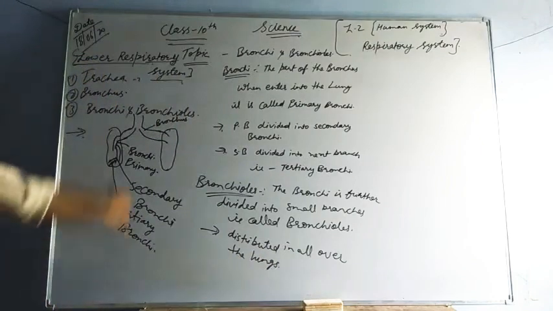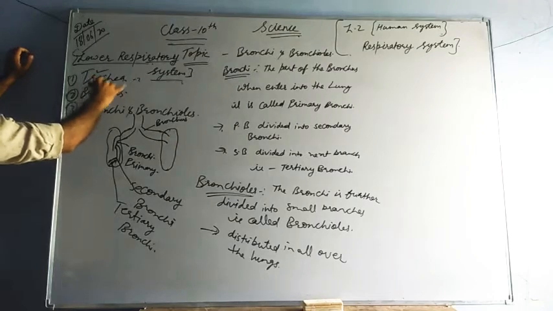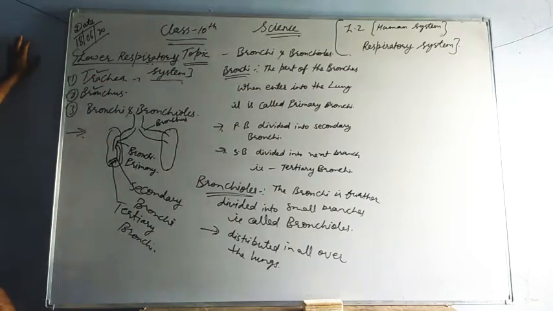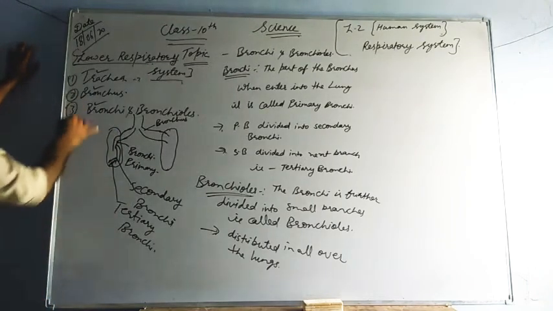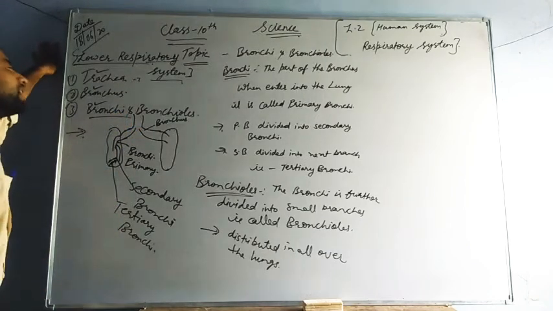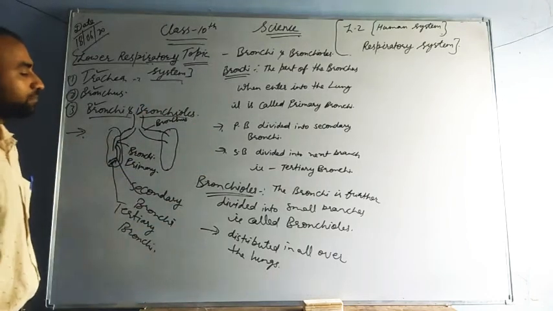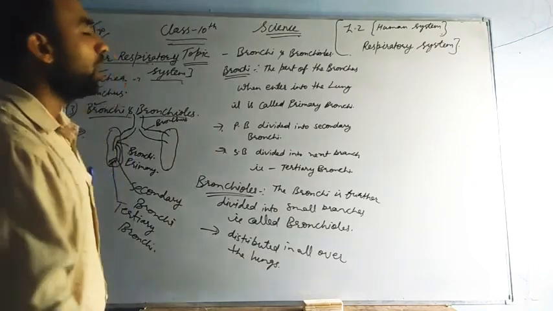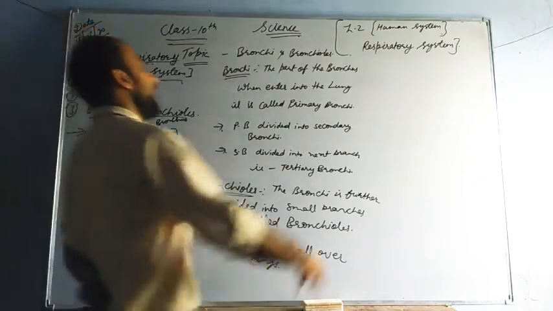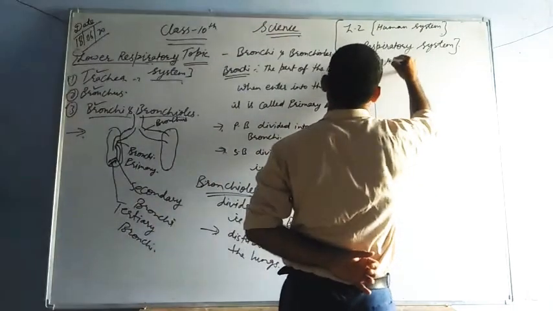So you got my point. The first one is the trachea, which is present in the chest. In the chest, it divides into two parts, the left and right bronchus. After that, the bronchus enters the lung, and inside the lung it is called bronchi, which can be categorized into primary, secondary and tertiary bronchi. After that it is divided into small branches, called bronchioles, distributed all over the lungs. Now, the next part is called alveoli.